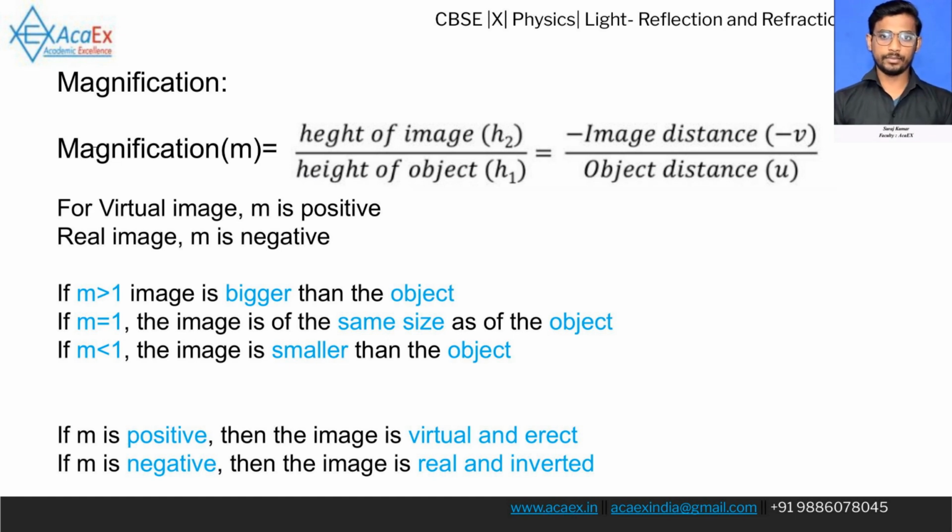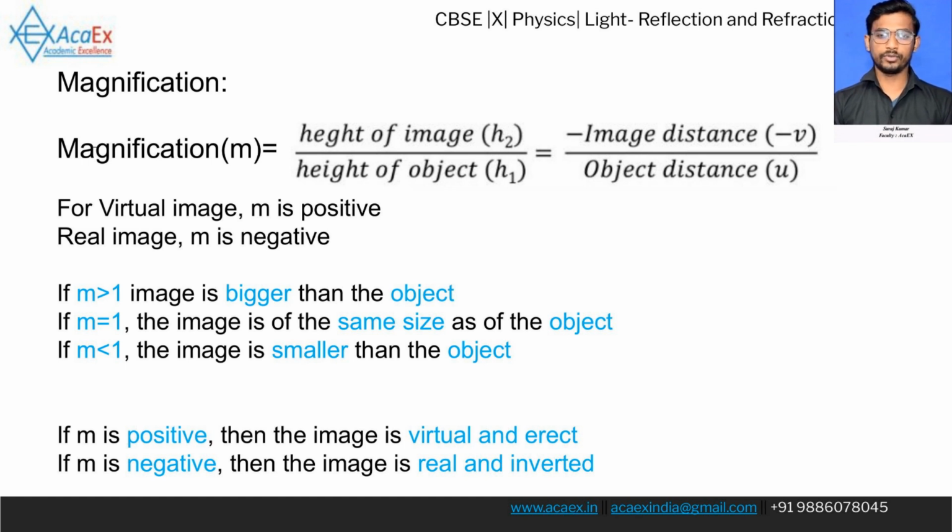Magnification. Magnification m produced by a spherical mirror is given by the ratio of the height of the image to the height of the object. It is also related to the image and object distances. The formula is m = height of the image / height of the object, which also equals -v/u. If m is positive, the image is virtual and erect. If m is negative, the image is real and inverted.